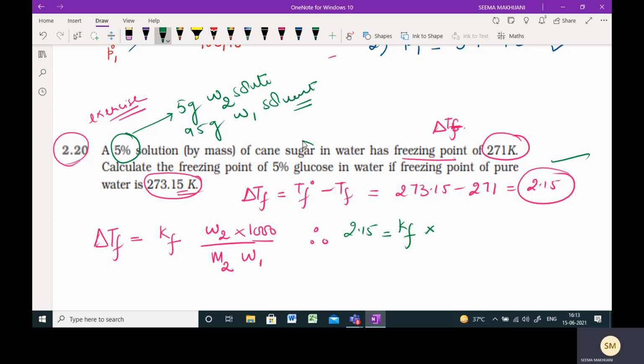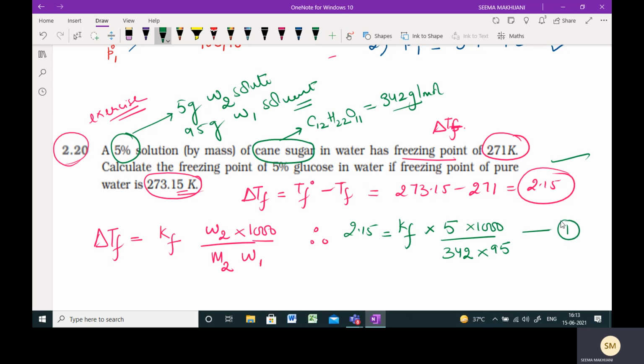And what is cane sugar? For your information, cane sugar is C12H22O11, and if we calculate its molecular mass, it is 342 grams per mole. Fine. Let us substitute. So what will the weight of solute be? 5 grams. Molecular mass of solute 342. Weight of water is 95 grams, therefore 1000. This becomes your expression 1.